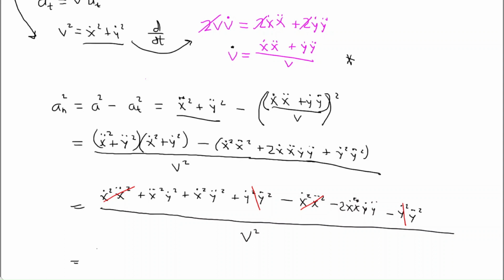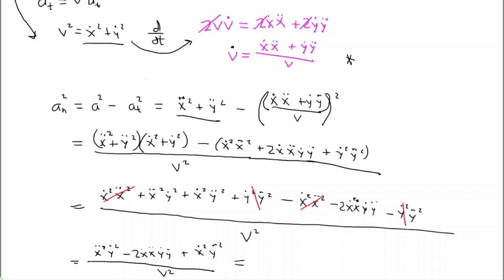What I'm going to have is x double dot squared, y dot squared. And let me write that negative 2 term next. Negative 2x dot x double dot, y dot, y double dot. And then plus x dot squared, y double dot squared. This is all over v squared.